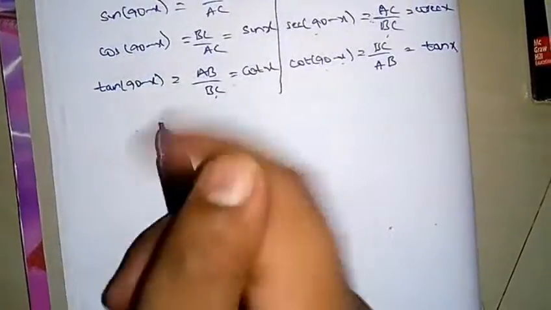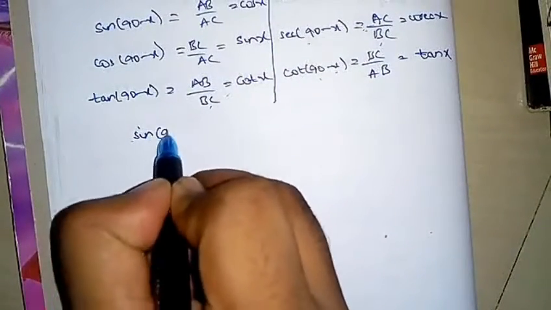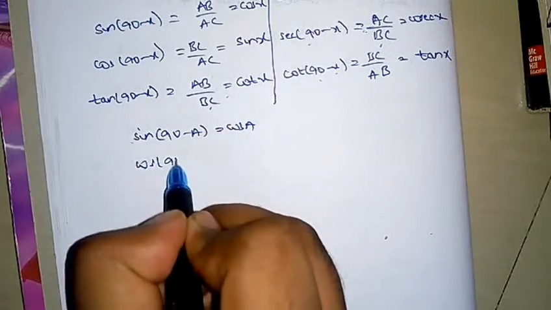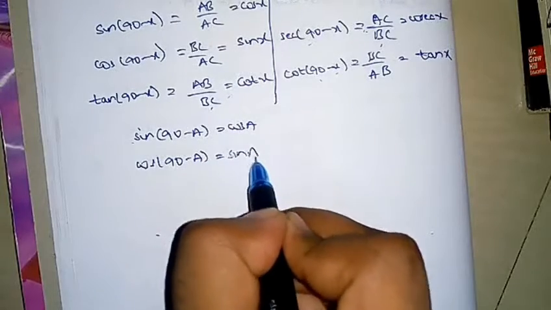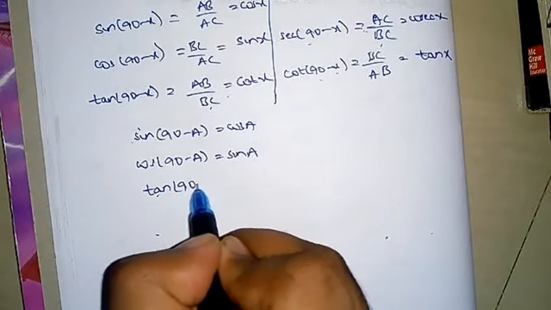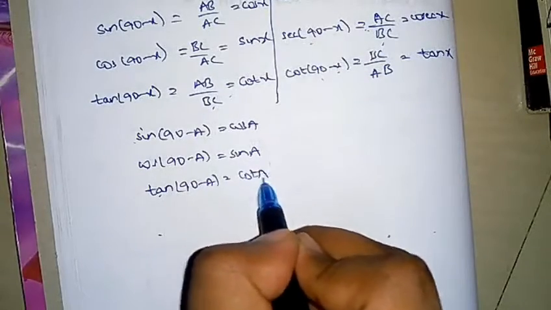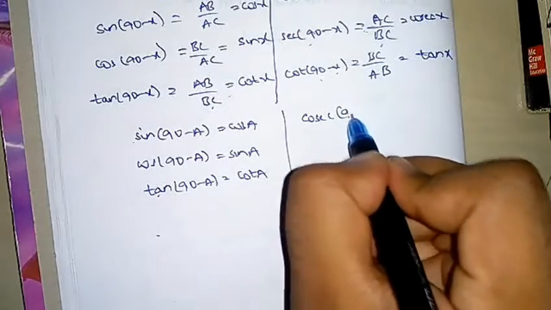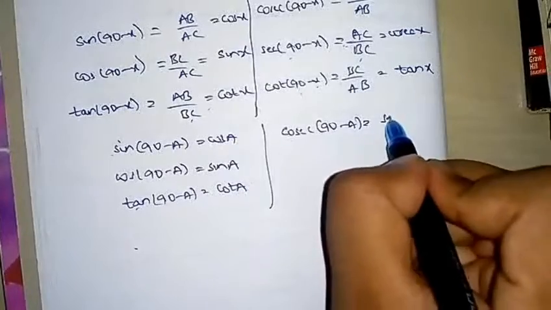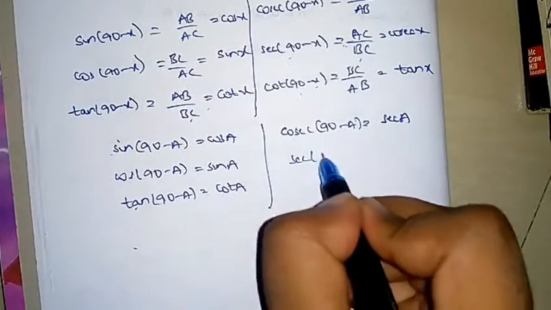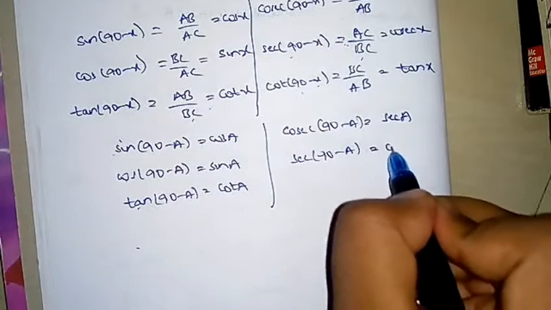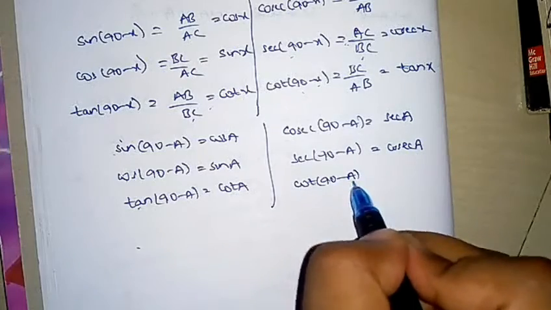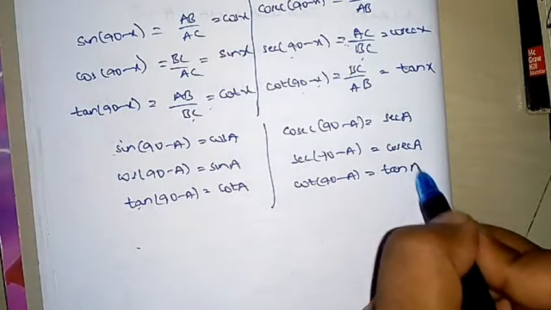So from this you can write: sin 90 minus A is equal to cos A. Cos 90 minus A is equal to sin A. Tan 90 minus A is equal to cot A. Cosecant 90 minus A is equal to secant A. Secant 90 minus A is equal to cosecant A. Cot 90 minus A is equal to tan A.